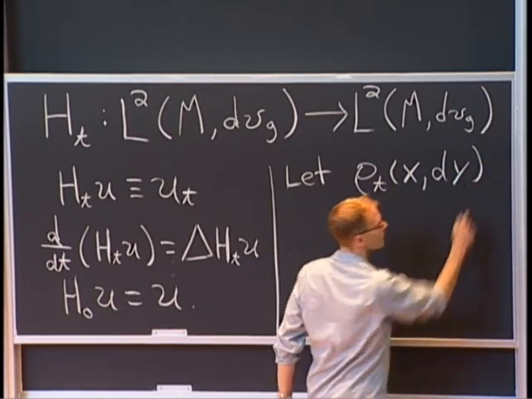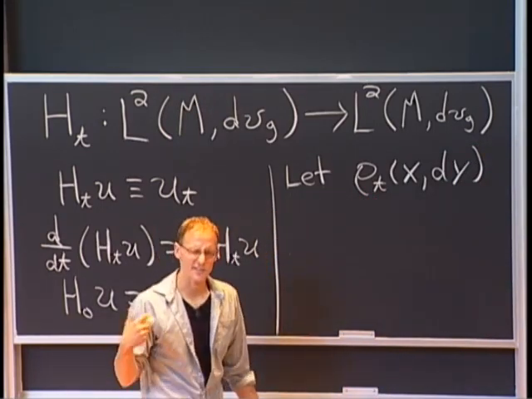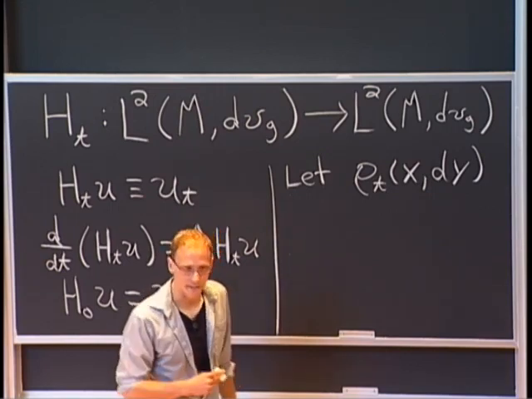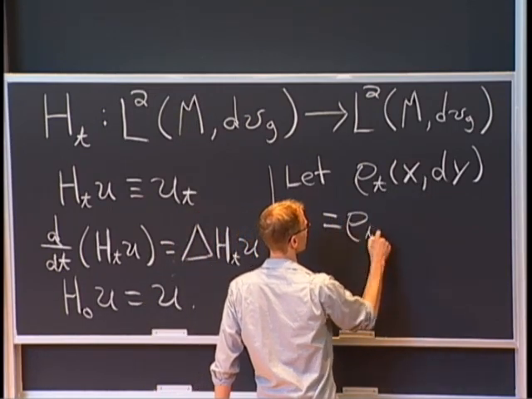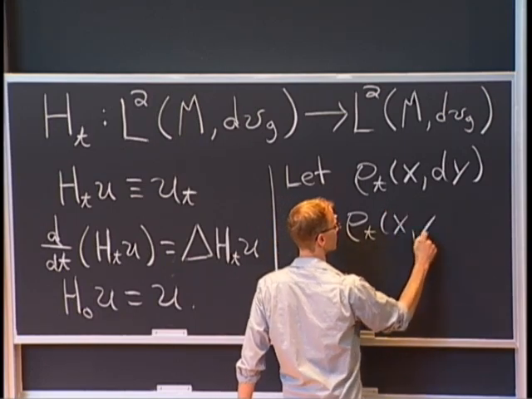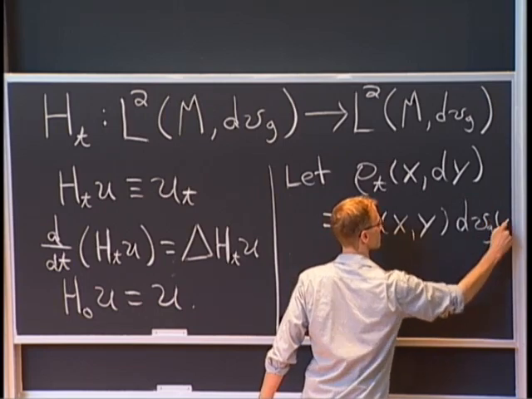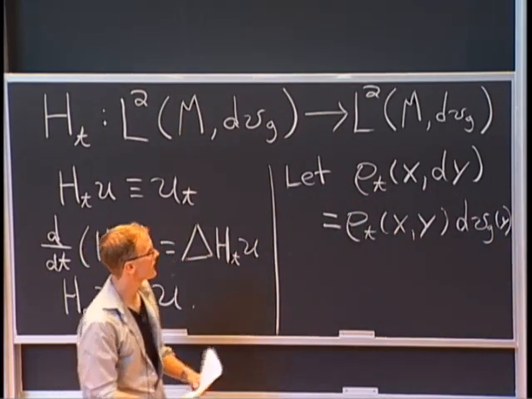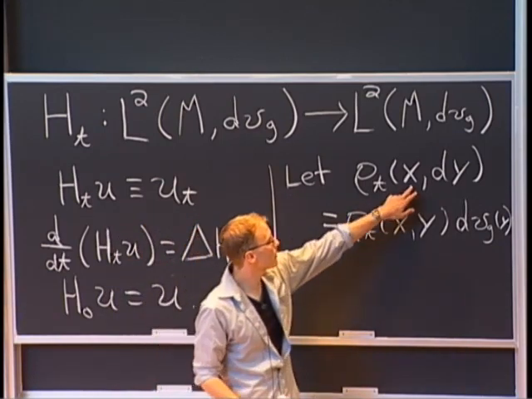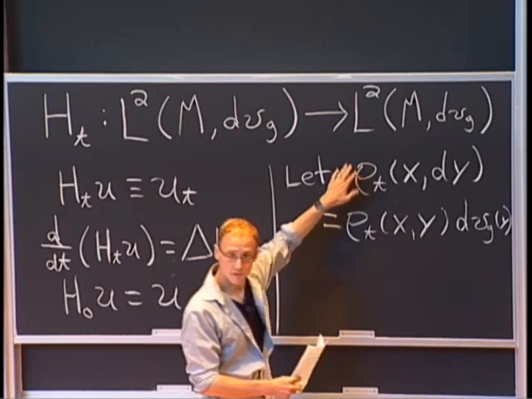There are several ways of writing it, and I'm going to give you both. Depending on what direction you're coming from, you'll be more familiar with one or the other, but they're the same. So the heat kernel is, on the one hand, something which, for every point x in your manifold, and every time t, gives you a measure.